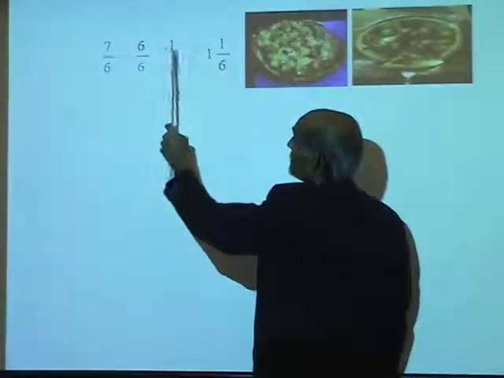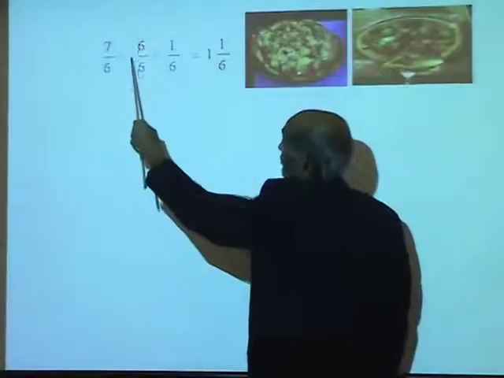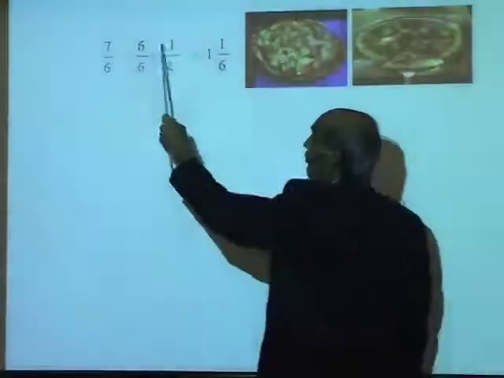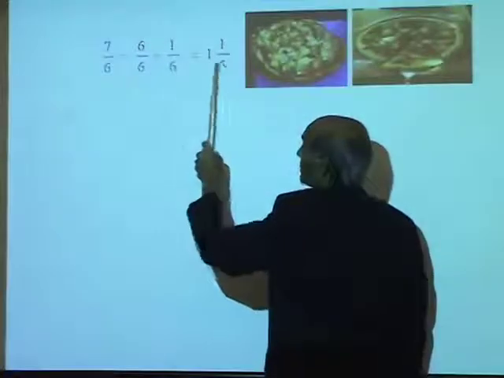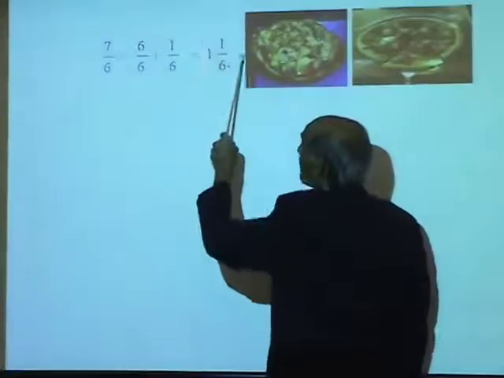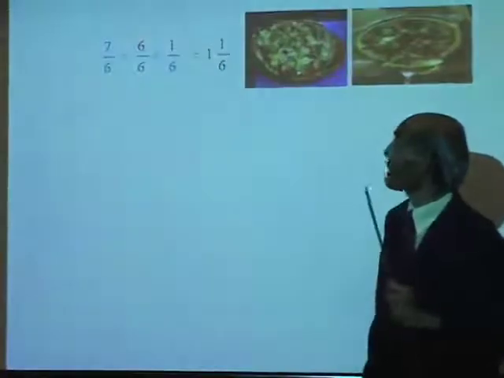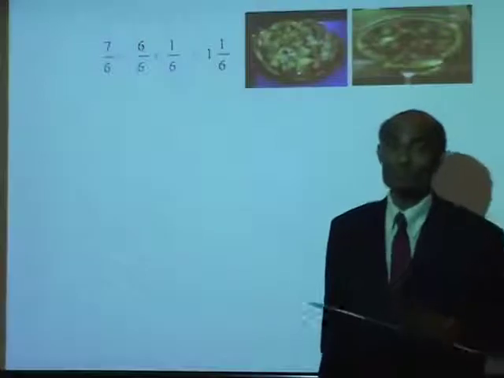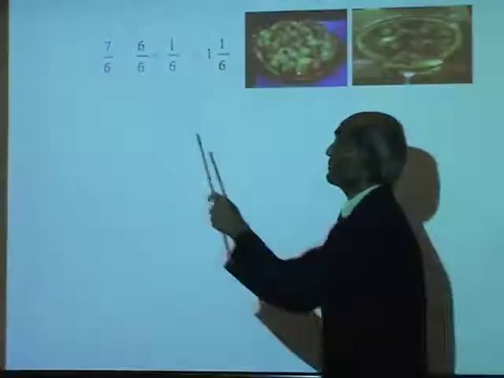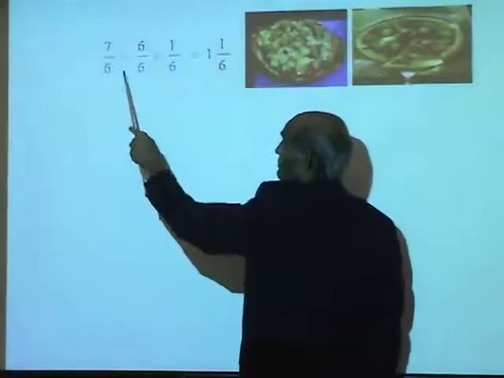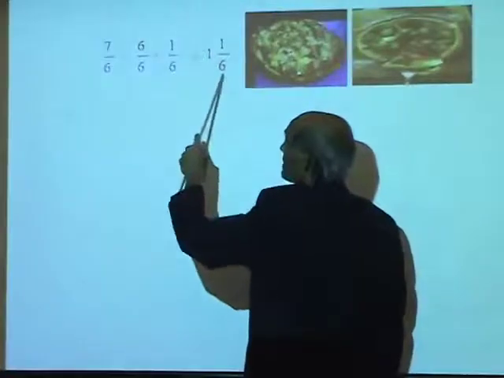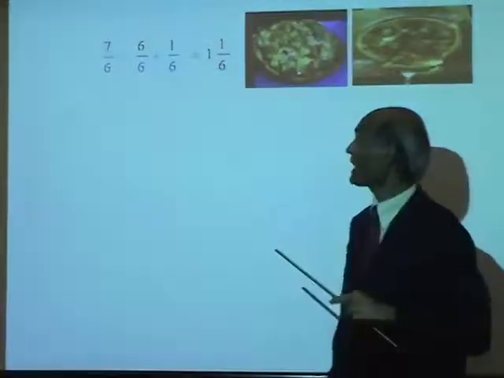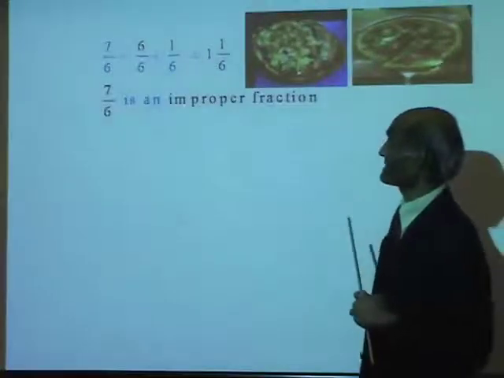Alright, what kind of a fraction is this? Now, this 7 out of 6 can be written as 1 and 1 out of 6. Is that right? 1 whole and then 1 out of 6. Now, this way of writing an improper fraction is called writing it as a mixed number. I'm sure you know that. So, improper fraction, and write it as a mixed number. 7 out of 6 is the same as 1 and 1 out of 6.